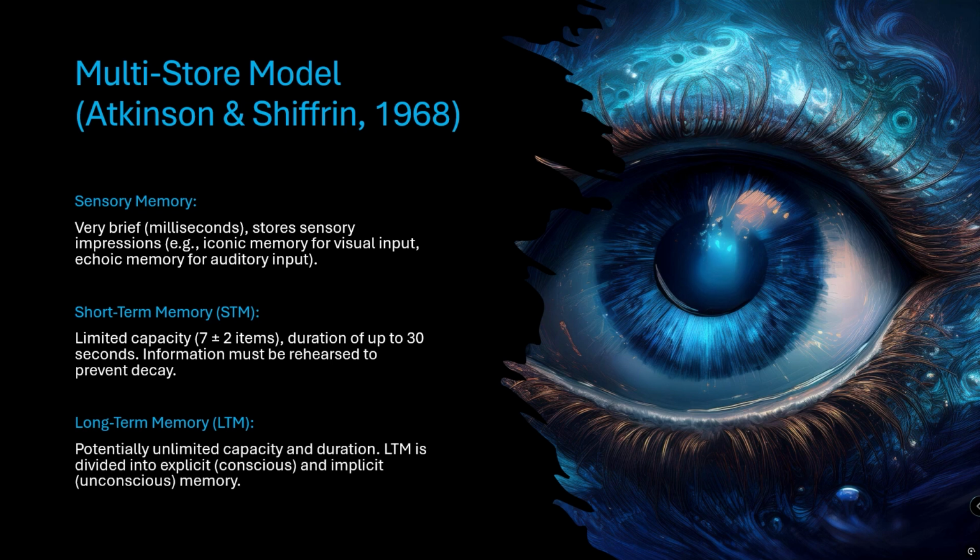Potentially unlimited capacity and duration. LTM is divided into explicit, conscious, and implicit, unconscious memory. So of course, explicit, conscious, things that are right at the forefront, we know what they mean, we understand them, whereas implicit or unconscious memory are things that are more buried deeply within our minds.